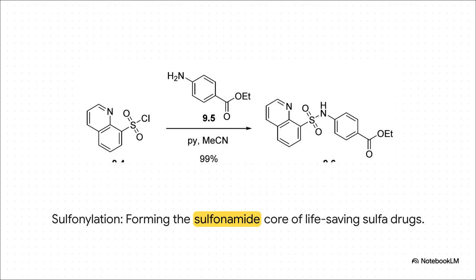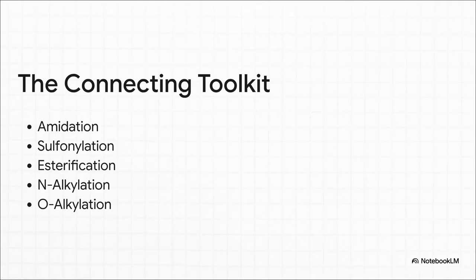Here's another absolute powerhouse of a connector, sulfonation. This reaction creates a sulfonamide group, and that group is the core structure of an entire class of antibiotics, the sulfa drugs. This one connection, this single tool in the kit, has saved countless lives. And the toolkit goes deep. Beyond making amides and sulfonamides, chemists have reliable tools for forging esters, for adding new carbon chains onto nitrogen atoms or onto oxygen atoms. Each one is a specialized connector designed for a very specific job.